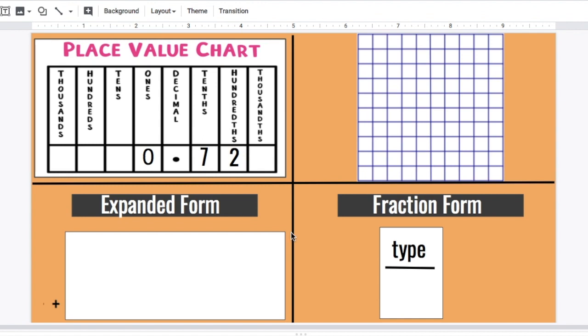For example, here's how we will start. This example shows the place value chart filled in. There are 0 ones, 7/10, and 2 hundredths, which is the same thing as 72 hundredths in decimal form. To show 72 hundredths on my grid, I would add 7/10 or 7 orange strips and 2 hundredths or 2 small yellow squares.